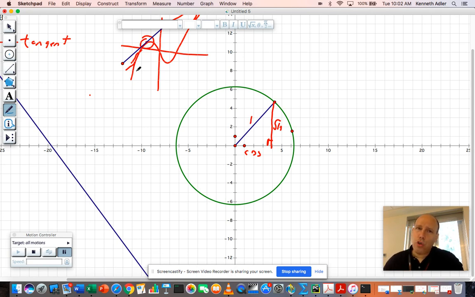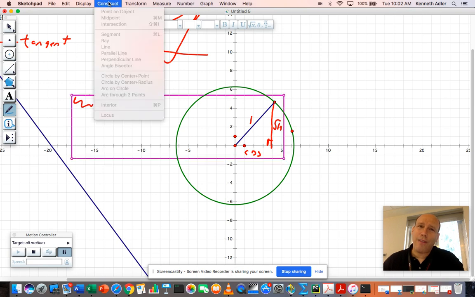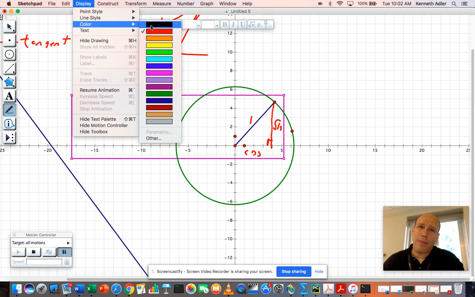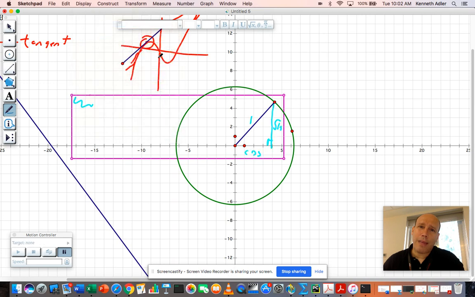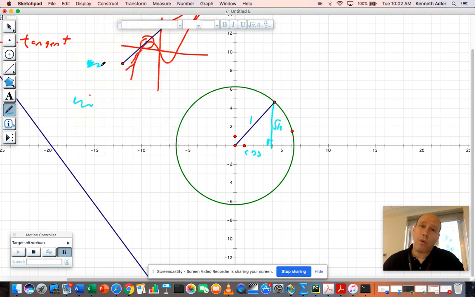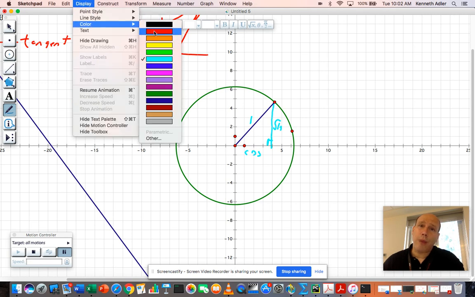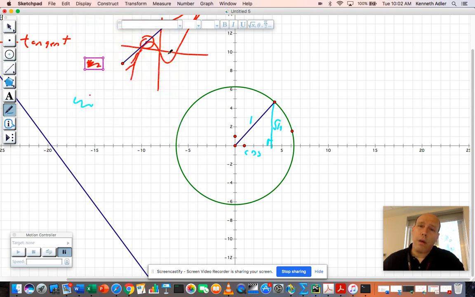So first I'm going to change the color. I don't think I'm getting this right, but I'll figure it out one day. I'm going to make it light blue. Nope, that didn't work. There we go. Let's put this back to red. Okay, then I'm going to extend this line up, and then drop the perpendicular right to this length here.